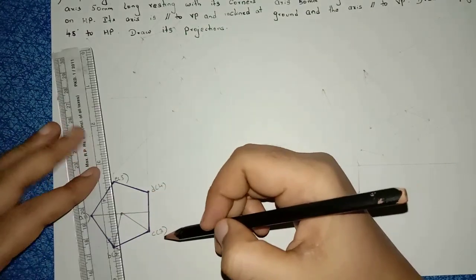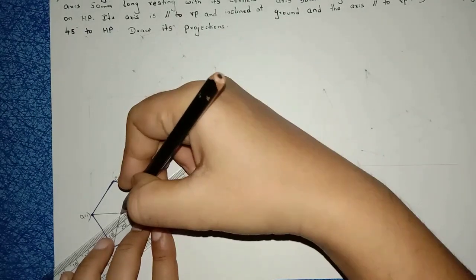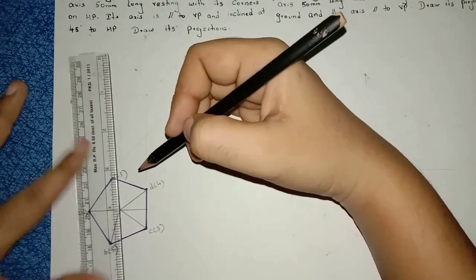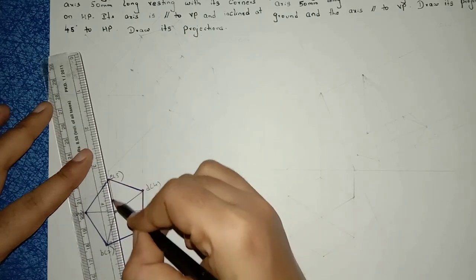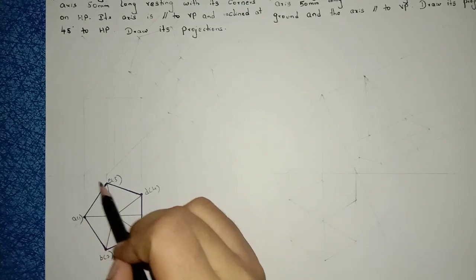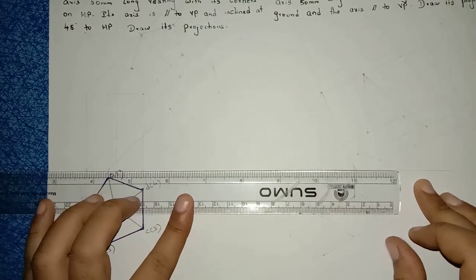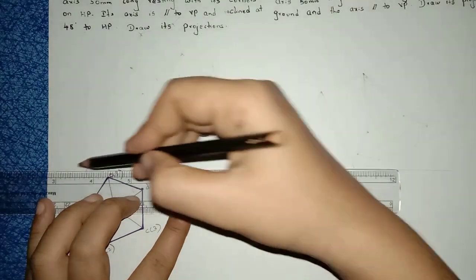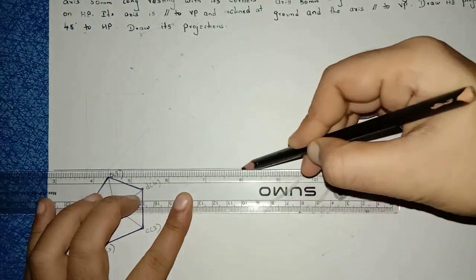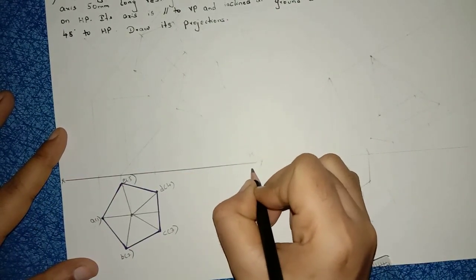Now join A of 1, B of 2, C of 3, D of 4 and here E of 5. Right, after that from this corner leave 5 mm gap and draw the reference line of any length. Right, name it as XY, vertical plane, and this is your horizontal plane.